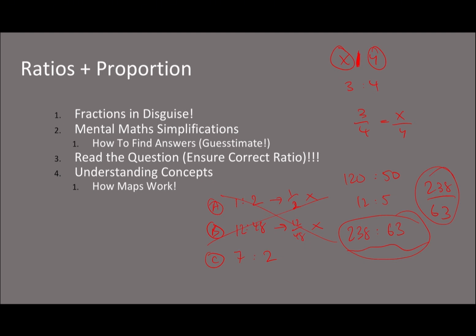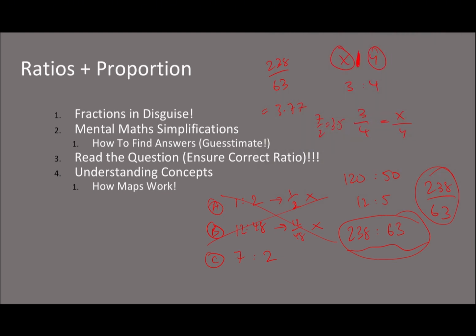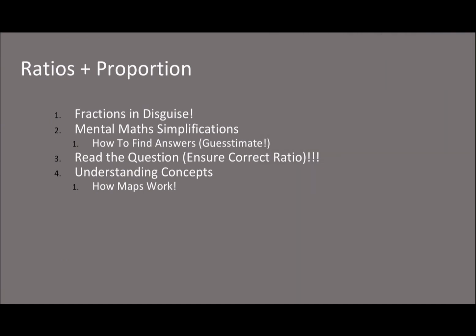100% you can put them into the calculator to work out what the ratio would be. So that's what you probably would do with this question. You do 238 divided by 63, and that would give you 3.77. Obviously, when you put 7 over 2 into the calculator, that'll give you 3.5. But you can see it's in the right region. You can see how mental maths is going to be very, very helpful here.